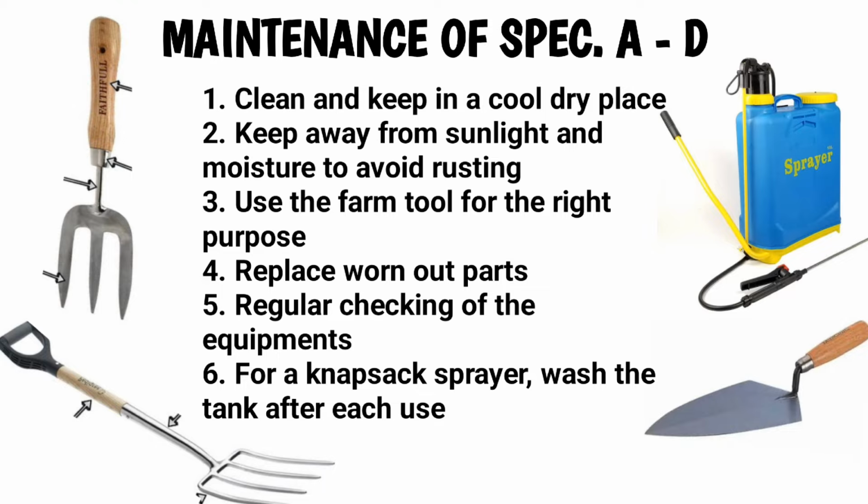For example, the hand trowel is used for loosening the soil. We don't use it for stomping. So if I try to use it for stomping, I will end up destroying that hand trowel. Also, replace worn parts, and regular checking of the equipment is necessary.